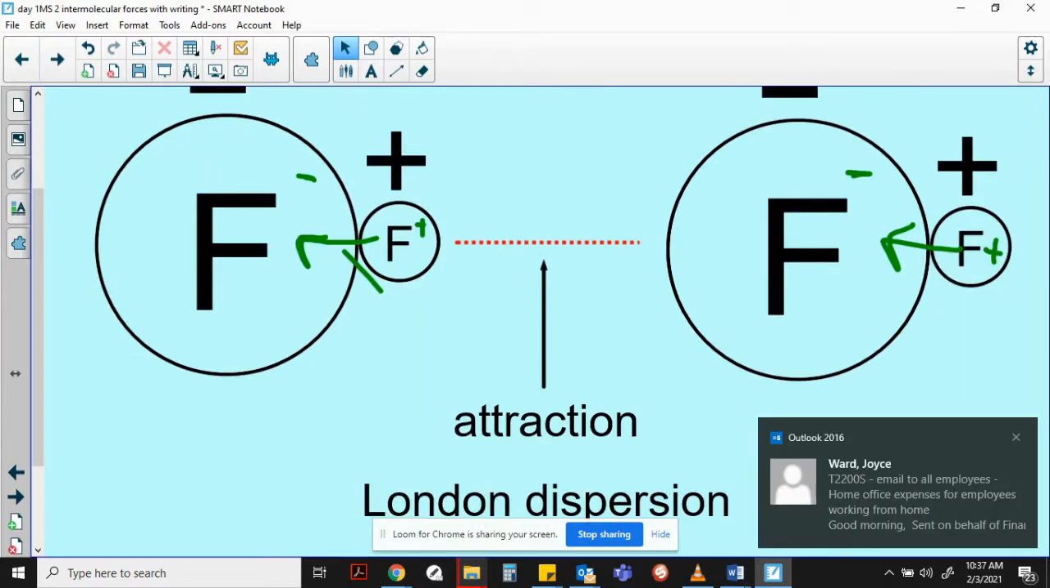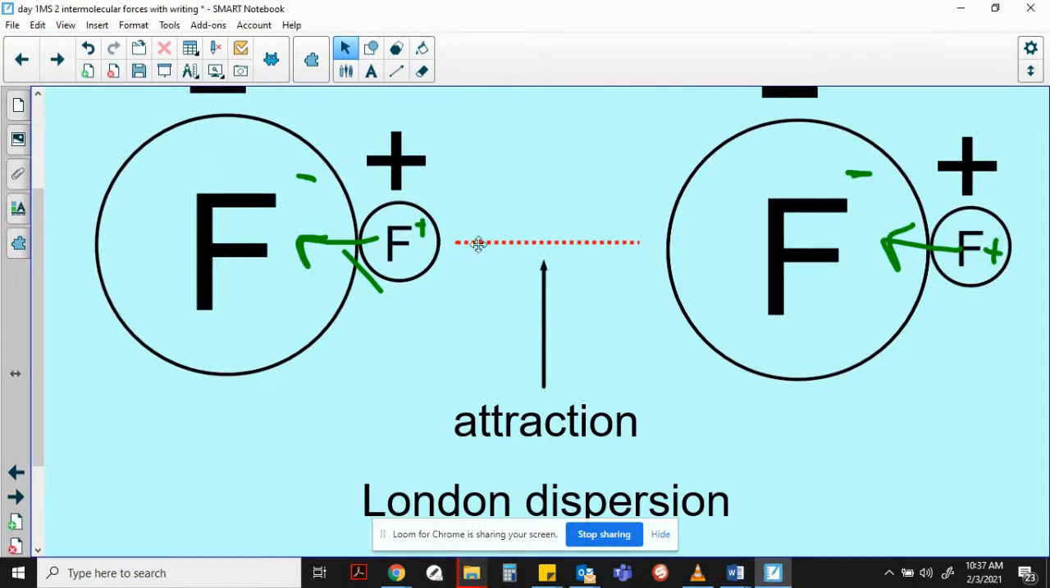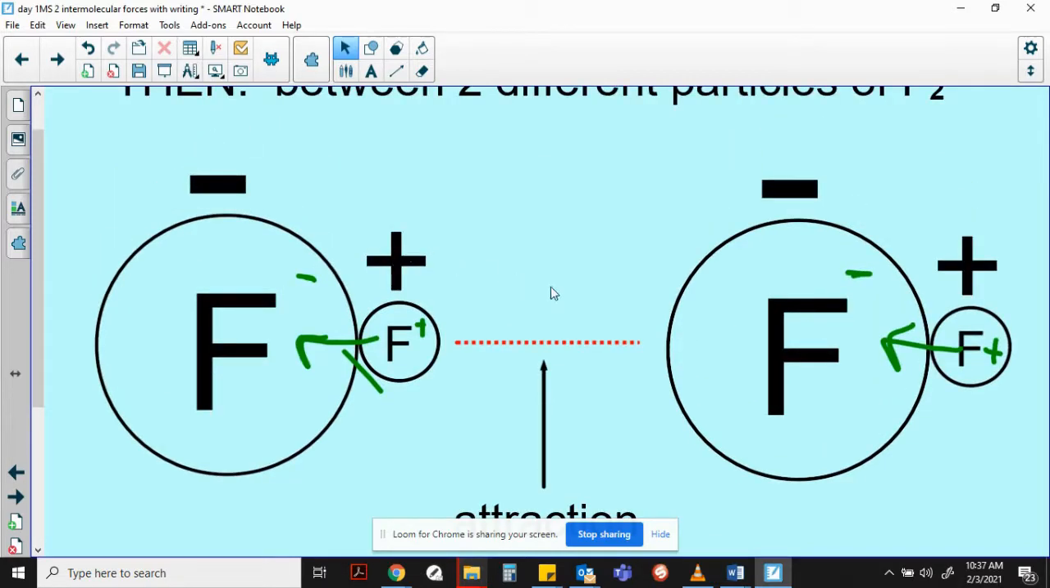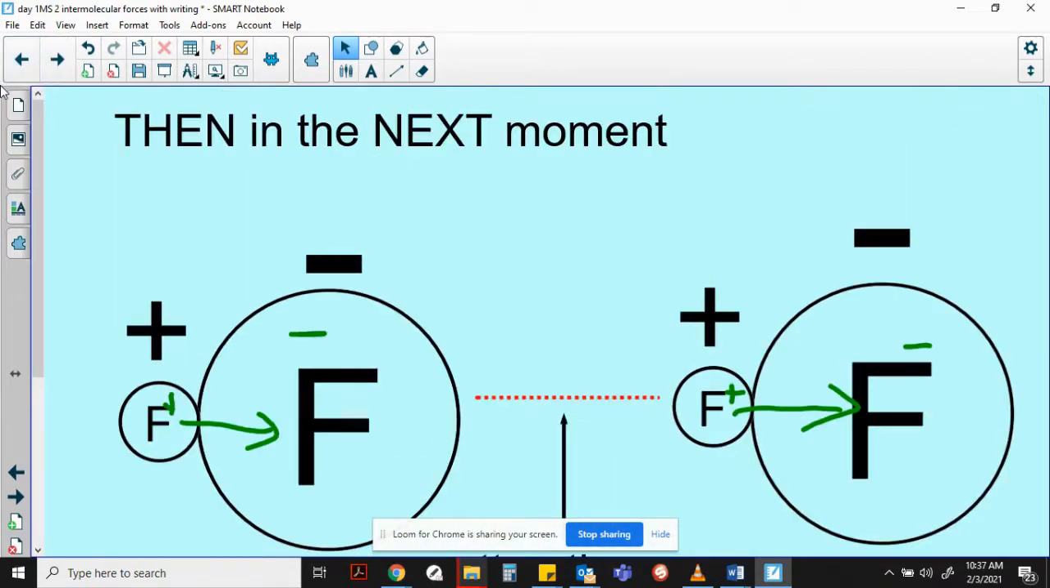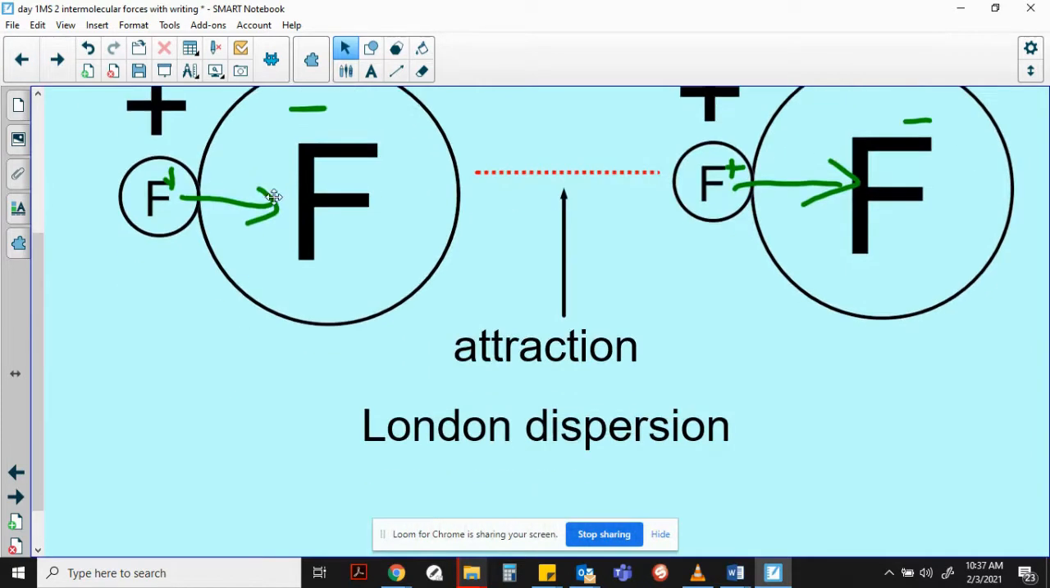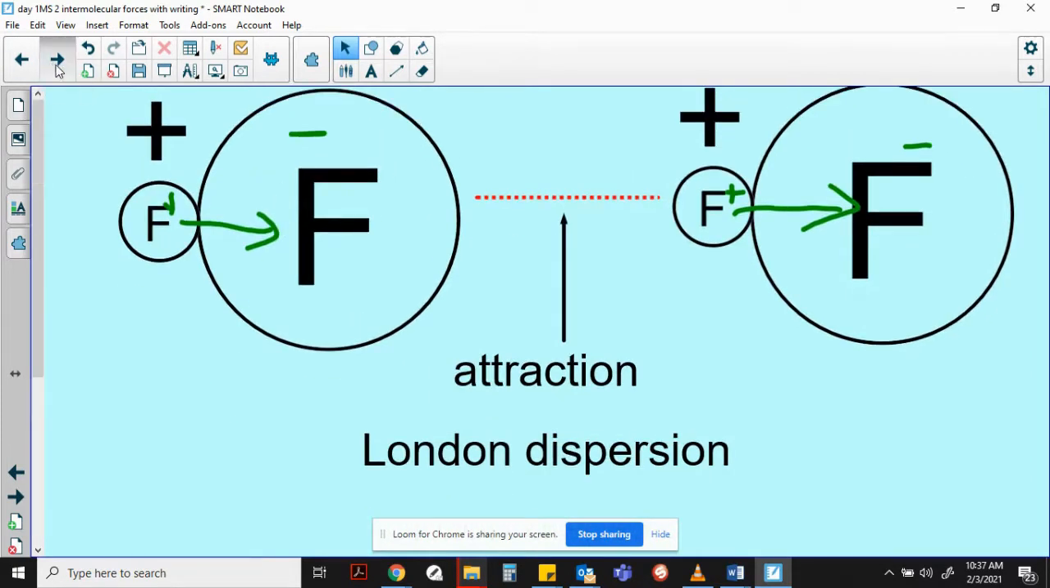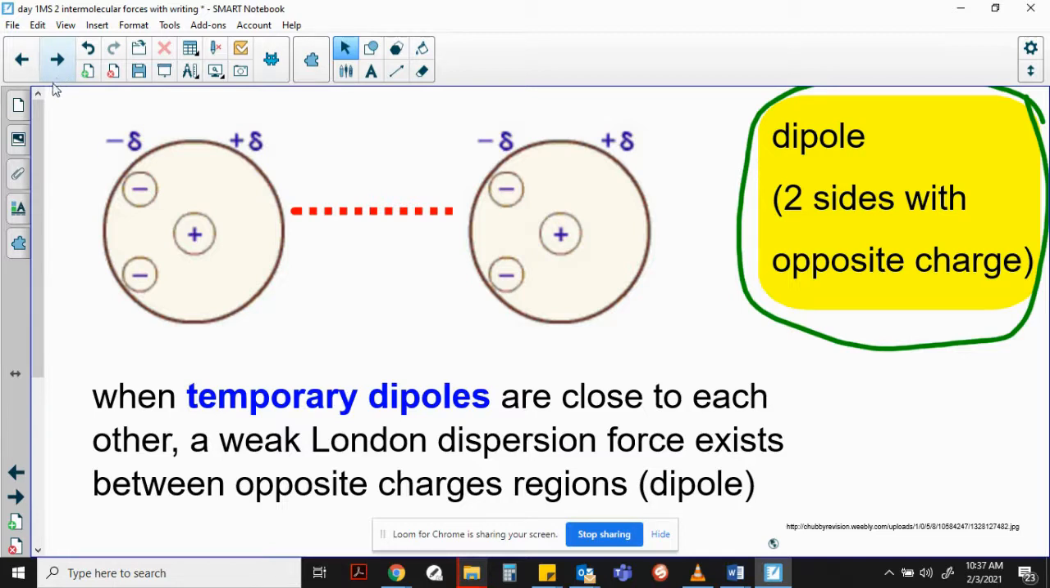You've got this partial charge that's happened. We've got a negative dipole, a positive dipole, a negative dipole, a positive dipole, and so those electrons have shifted over. This positive is going to be connected to this negative. So in the next moment, they might shift the opposite way, and again, we still have that attraction, that London dispersion there. Okay, so again, those temporary dipoles are close to each other. A weak London dispersion force exists between opposite charges of those regions. So again, it's very, very weak.